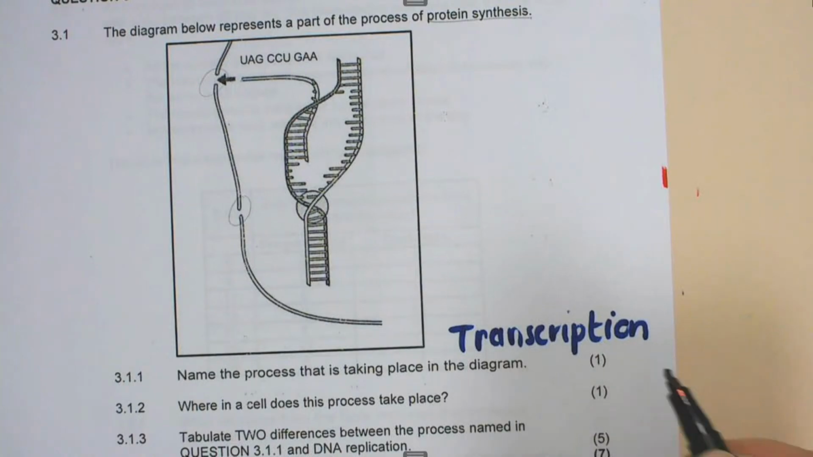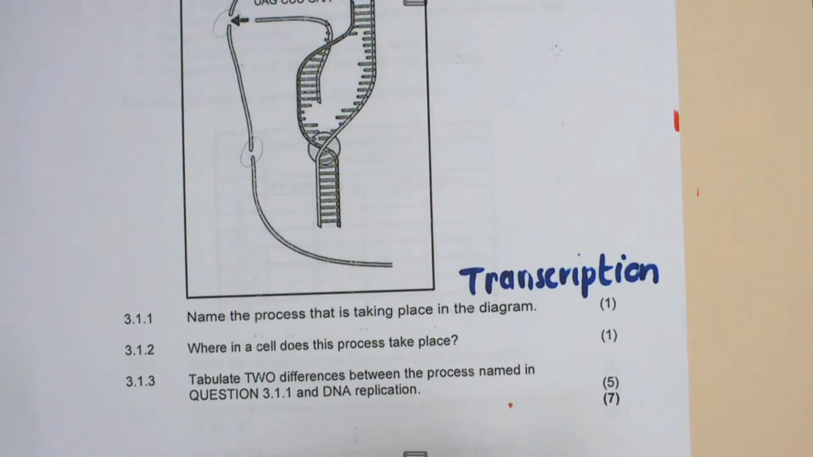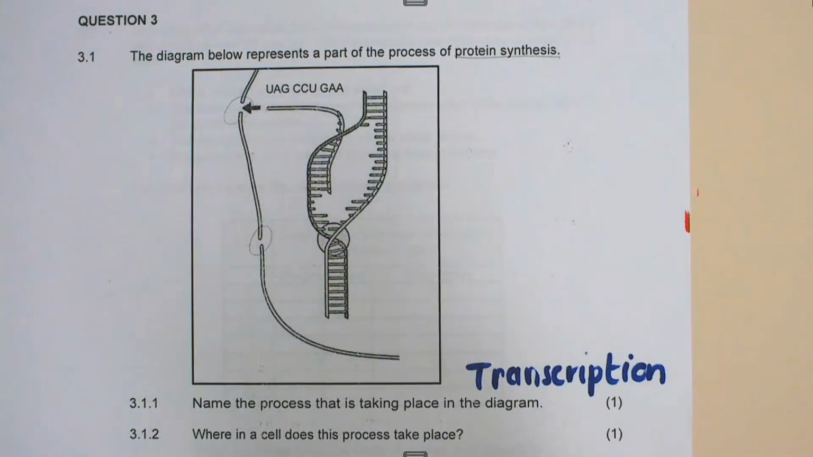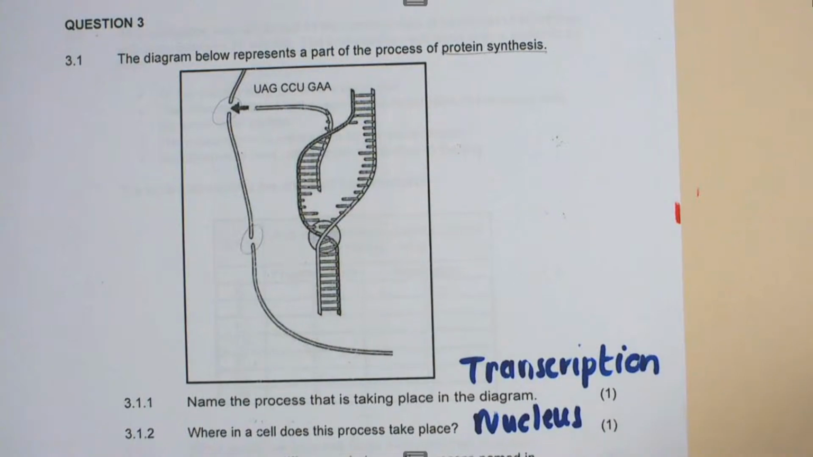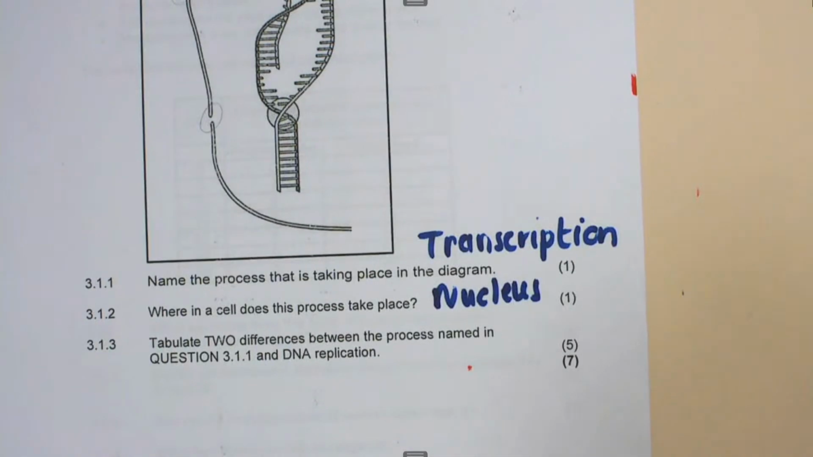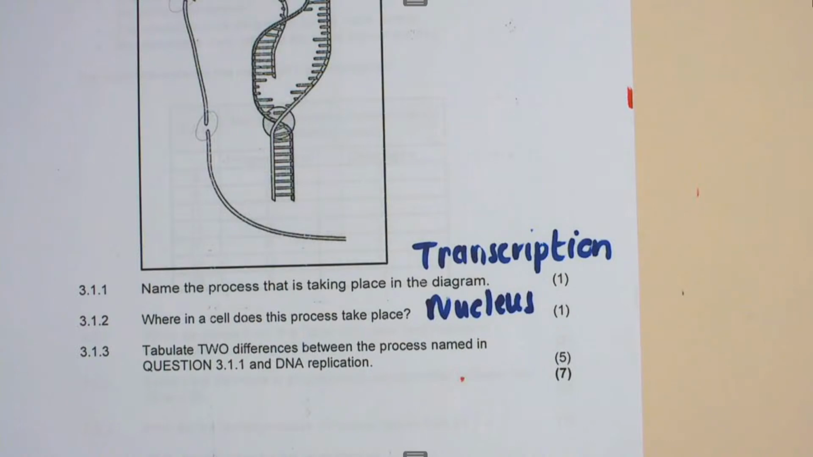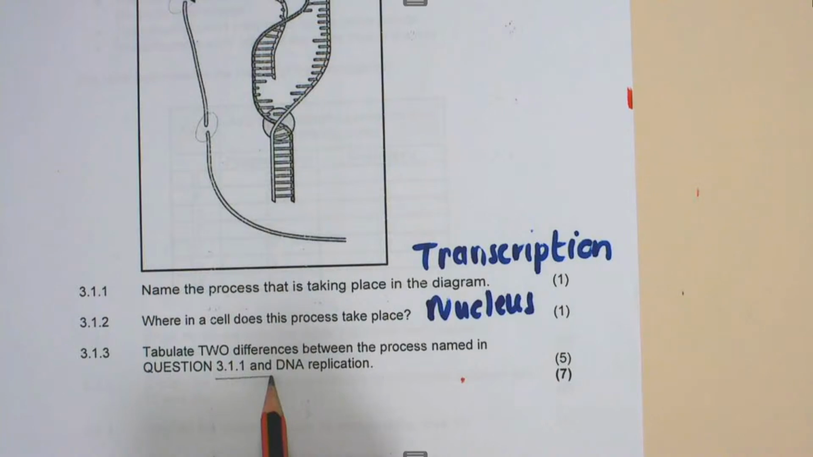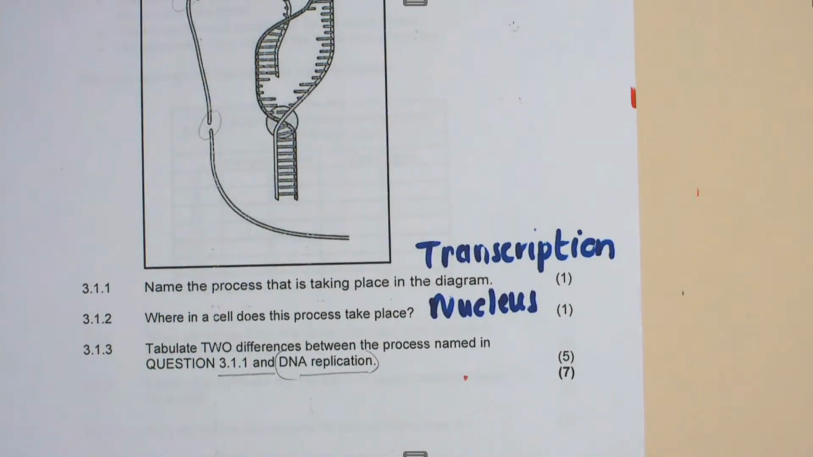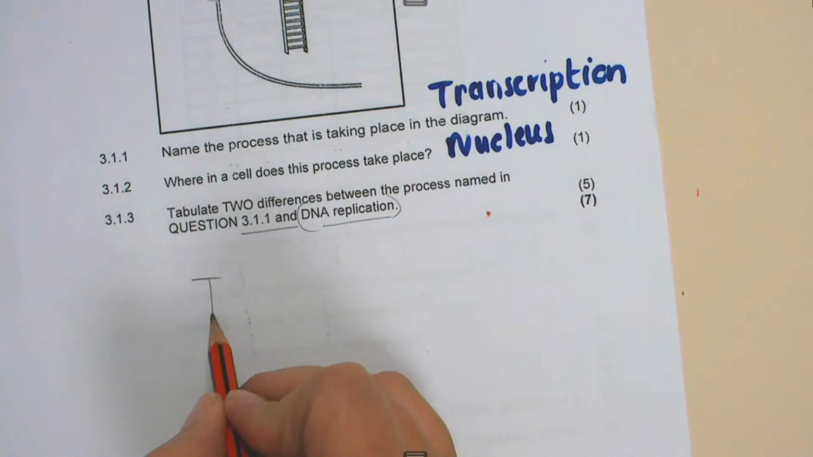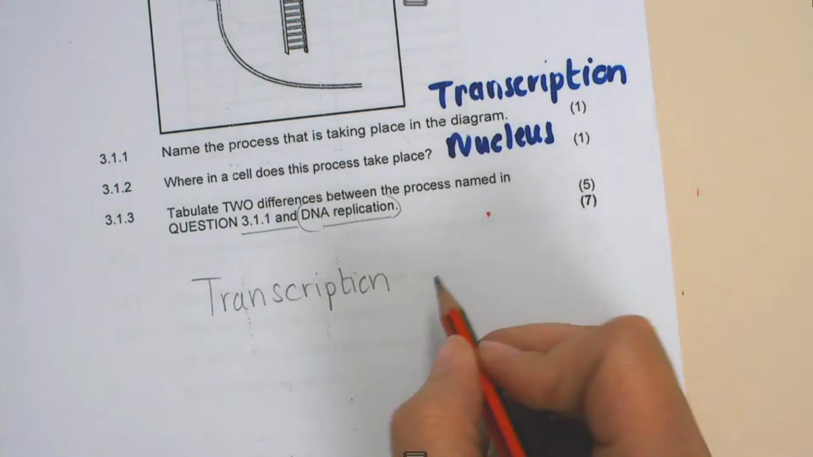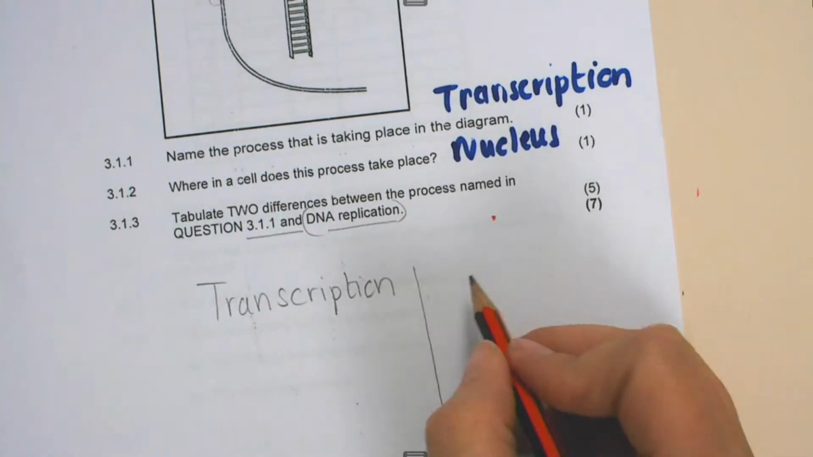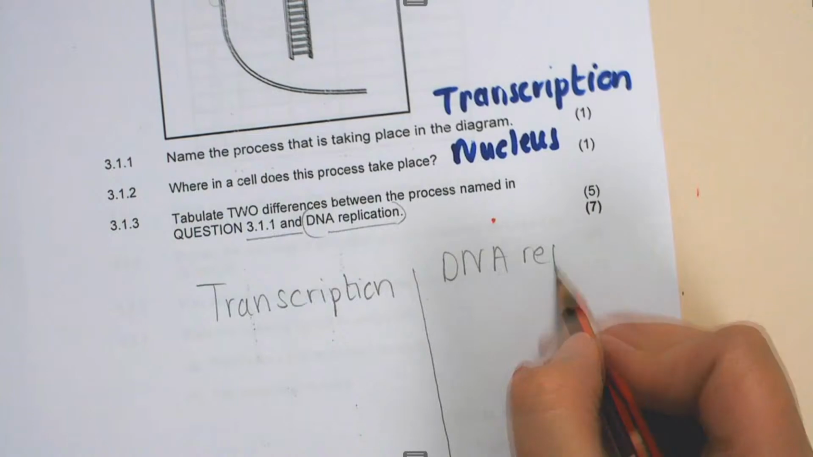I will go back to the memo now. Where in a cell does this process occur? So it is inside the nucleus. That is important. And then we go to question number 3.1.3. Tabulate two differences between the process named in question 3.1.1 and DNA replication. So that would then be transcription, and we will compare that with DNA replication.